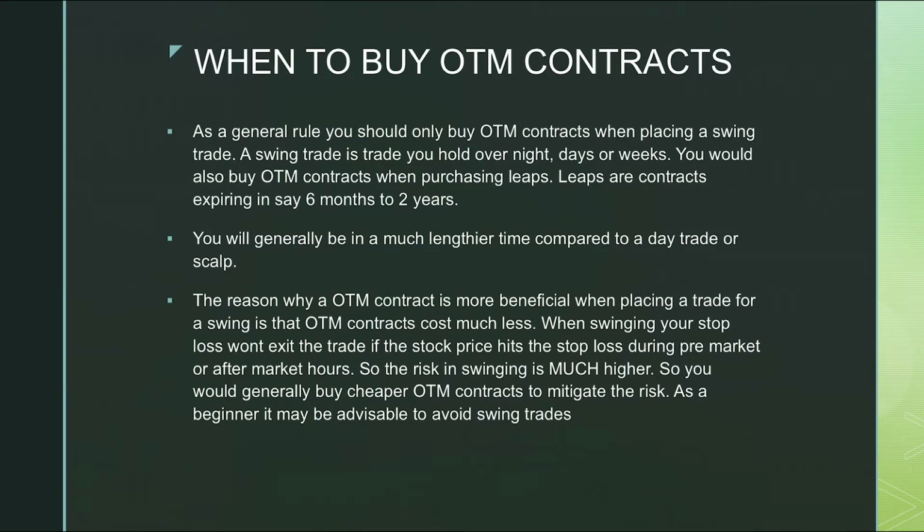When swinging, your stop loss won't actually exit the trade for you if the stock price hits the stop loss during the pre-market or aftermarket hours. That's a particular risk you need to be aware of, because if the stock price just crashes overnight, your stop loss won't hit until market opens. So you effectively will lose a lot more money. The risk in swinging is much higher. So you would generally buy cheaper out the money contracts to mitigate the risk. As I said, out the money contracts are a lot cheaper than in the money or at the money, so you are mitigating a lot more risk by buying out the money contracts.